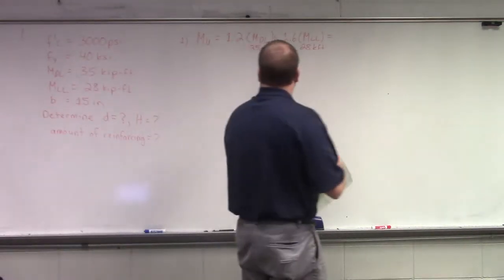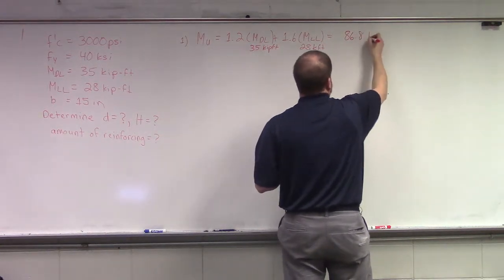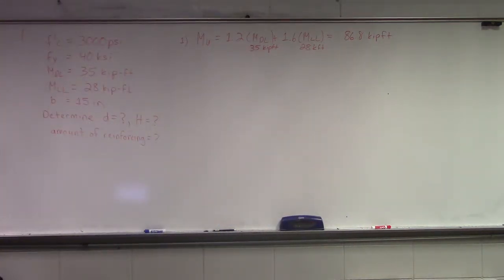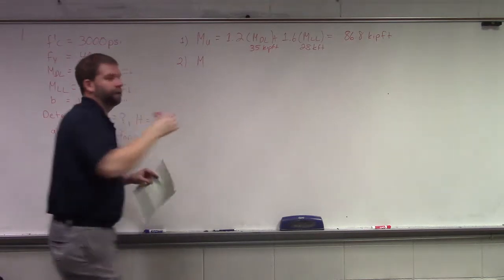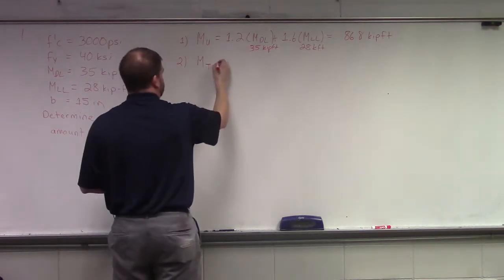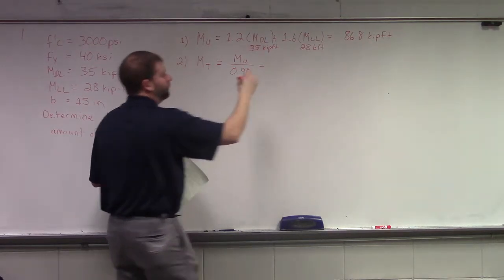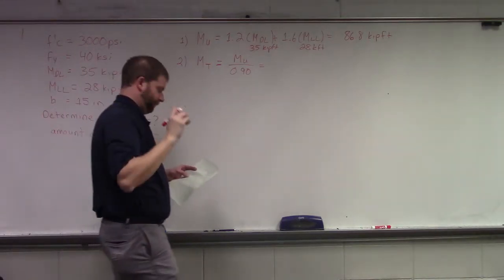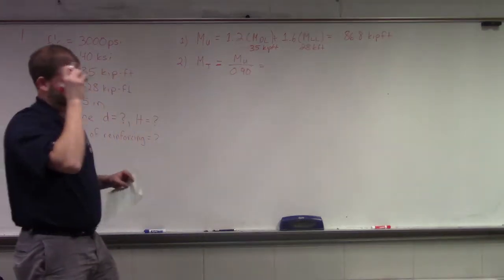So what does Mu calculate out to be? 86.8 kip feet, right? Make sure you're tracking your units. Don't trip yourself up. Okay, what's next? Use Mu to determine the moment of our tension arm, right? So take your ultimate moment, divided by 0.9. That gives 96.4.